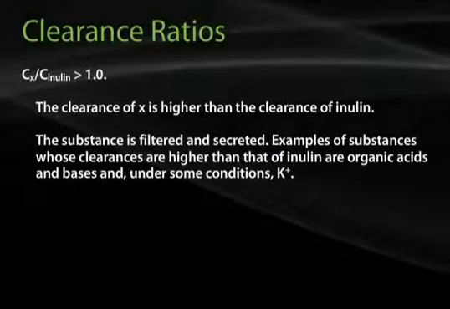If the clearance of a substance X is higher than the clearance of inulin, then the clearance ratio will be greater than 1. This substance is filtered and secreted. Examples of substances whose clearances are higher than that of inulin are organic acids and bases, and under certain conditions, potassium.